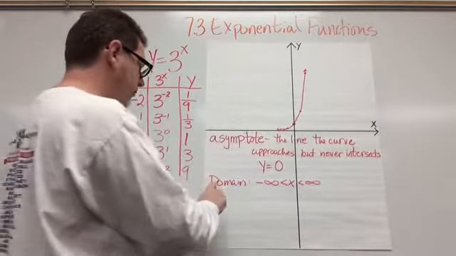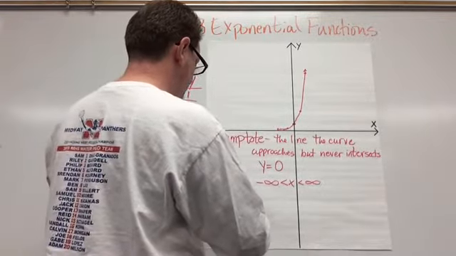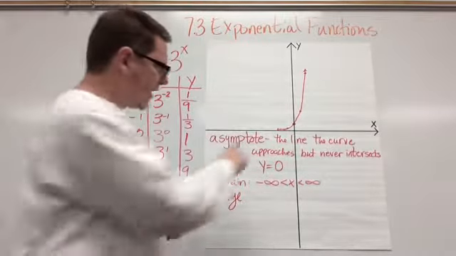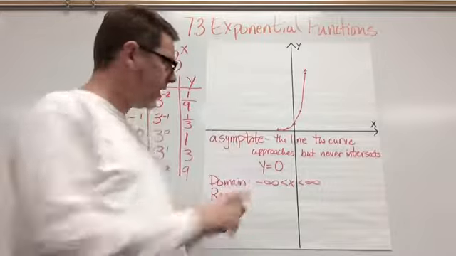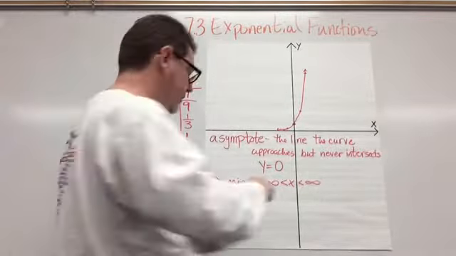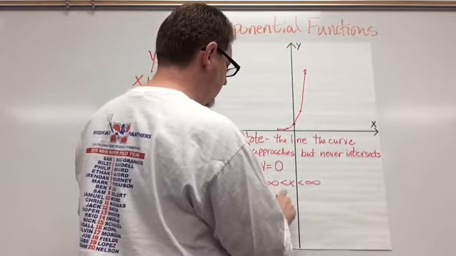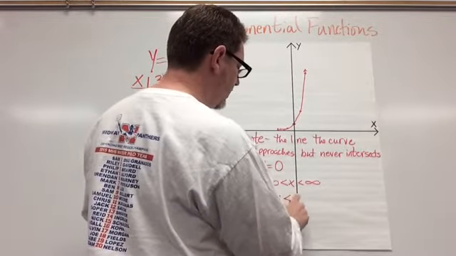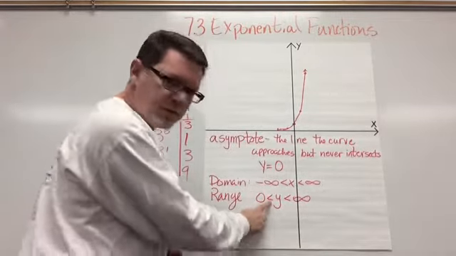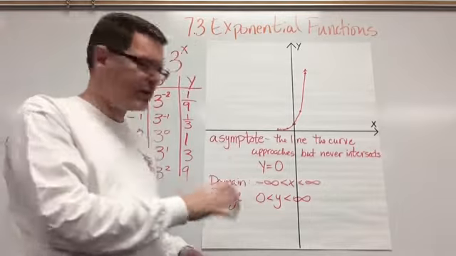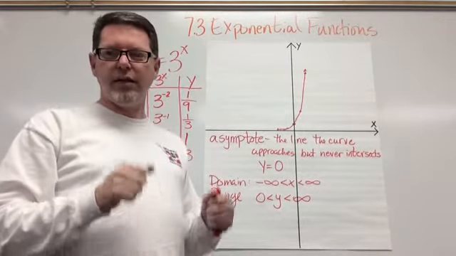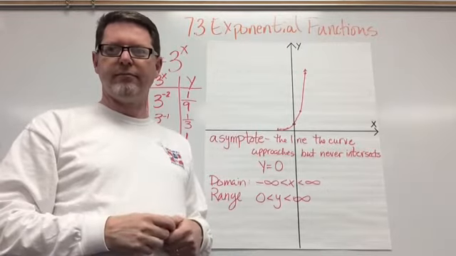Now, but what about my range? My range starts at 0. It doesn't include 0. It starts at 0 and goes up to infinity. So the way I would write that is 0 is less than y, which is less than infinity. Notice there's not an equal to part here because it never touches the 0 line. It's always greater than 0. Anything greater than 0 is my range.